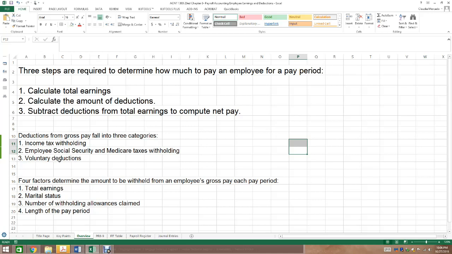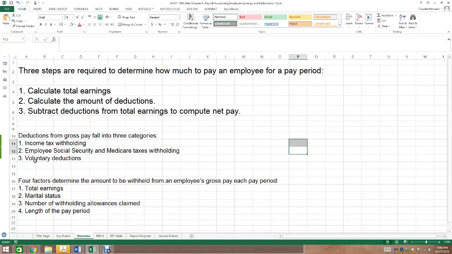Deductions from gross pay basically fall into 3 major categories. We have our income tax withholding. We have our employee Social Security and Medicare taxes. Everybody pays these. And then we have our voluntary deductions. Everybody pays income tax, everybody pays Social Security and Medicare taxes.